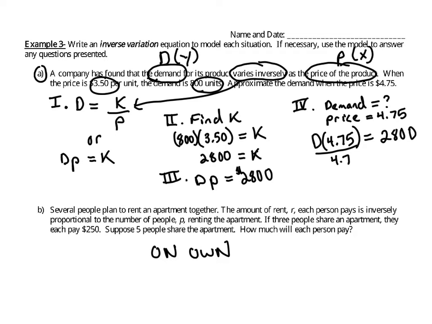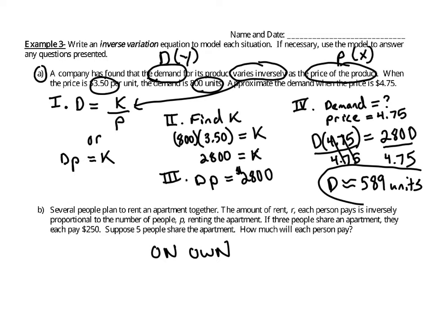We will do so by dividing both sides by $4.75. So by dividing those two, we get a decimal, but since our demand we're going to keep as a whole number, we will say the demand is approximately 589 units at that particular price of $4.75. So we have two answers here, the answer to the question and then of course the original equation that we wrote. Please try example 3b using the same reasoning.